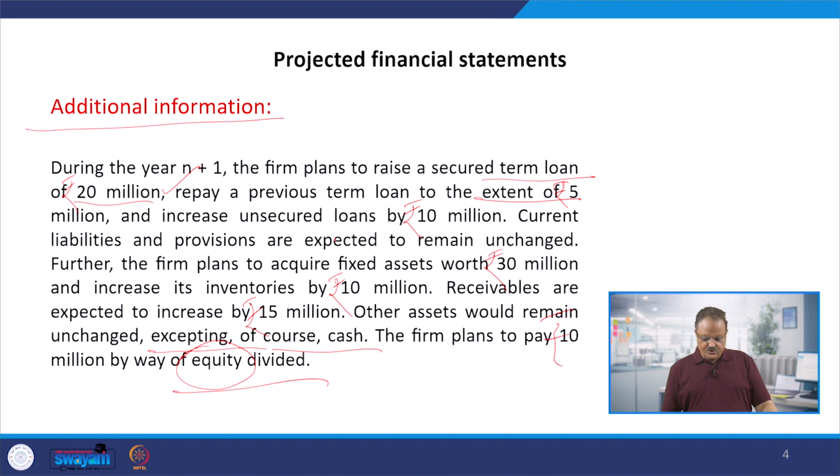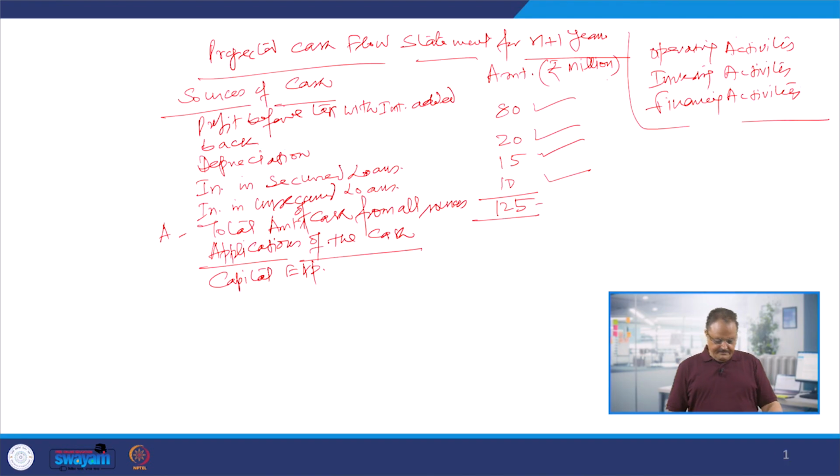It is clearly written to us that current liabilities and provisions are expected to remain unchanged. So, it means only secured and unsecured loans are going to change. Further, the firm plans to acquire fixed assets worth rupees 30 million and increase its inventory by 10 million and receivables by 15 million. So, there is going to be a capital expenditure of 30 million. Fixed assets are going to increase by 30 million.